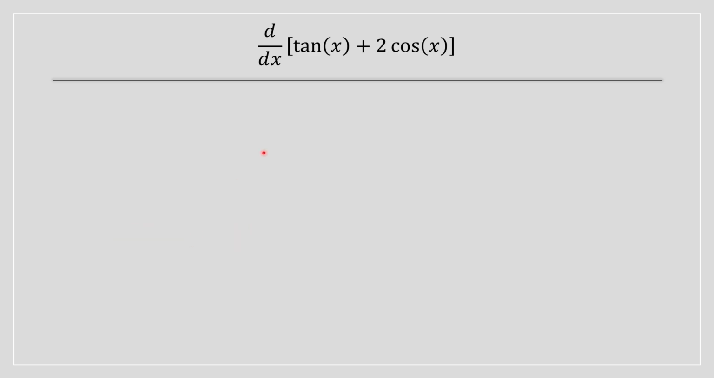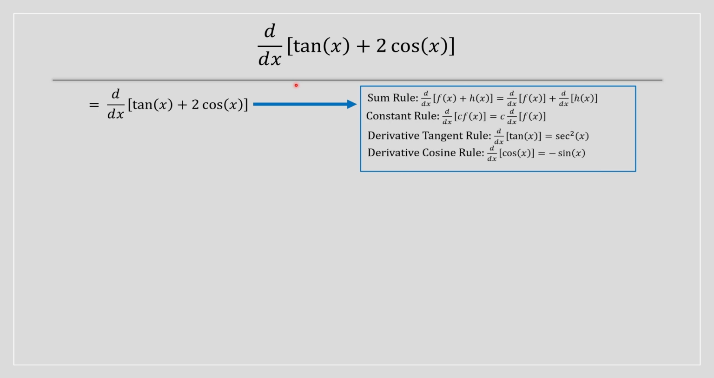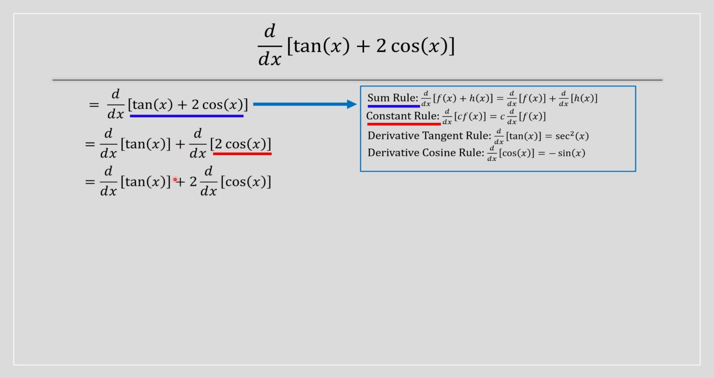Question 6. So here's question 6, and here are the tools required to solve this question. We apply all these rules. The first rule is the sum rule. We have to distribute this derivative term to the tan x and the 2 cos x. So once we do that, we distribute it. Then we apply the constant rule over here, where we're going to remove this 2 and bring it to the front over here. Then we can apply the derivative of the tangent and the cosine respectively.